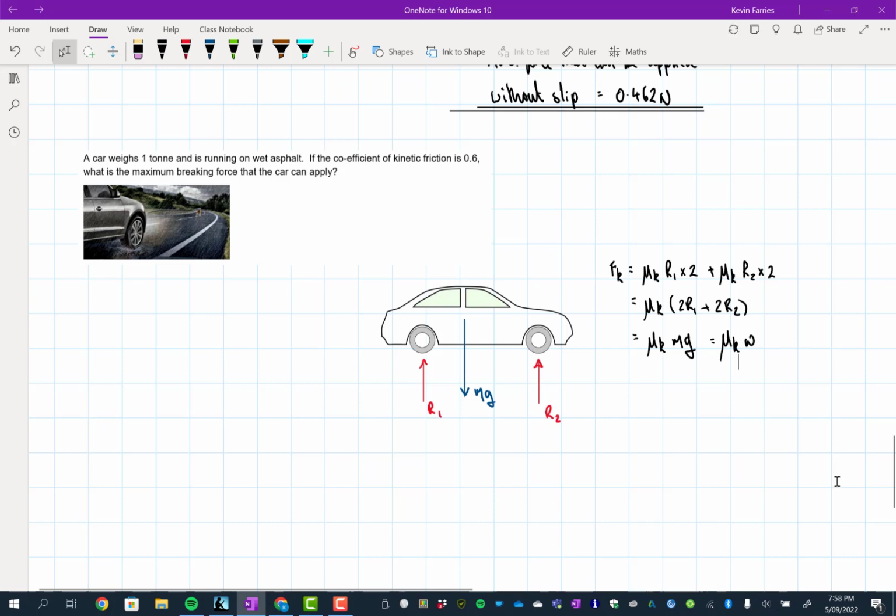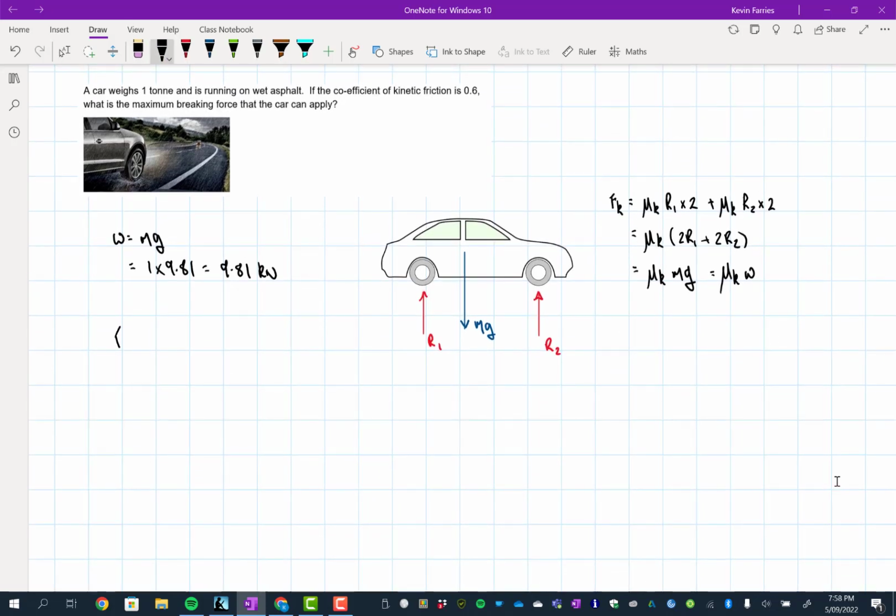So in our case, we don't have everything we need yet because we don't have the weight. So let's figure that out. Weight is just equal to mass times gravity, which is equal to 1 times 9.81, which equals 9.81 kilonewtons.